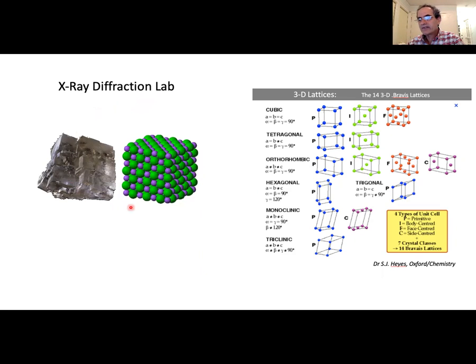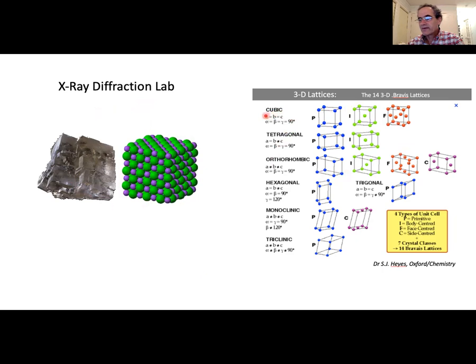Now, X-ray diffraction is a perfect tool for this because, as we found, atoms in a crystal act like a diffraction grating for X-rays. And by using X-ray diffraction, we can determine crystal structure and lattice constants.